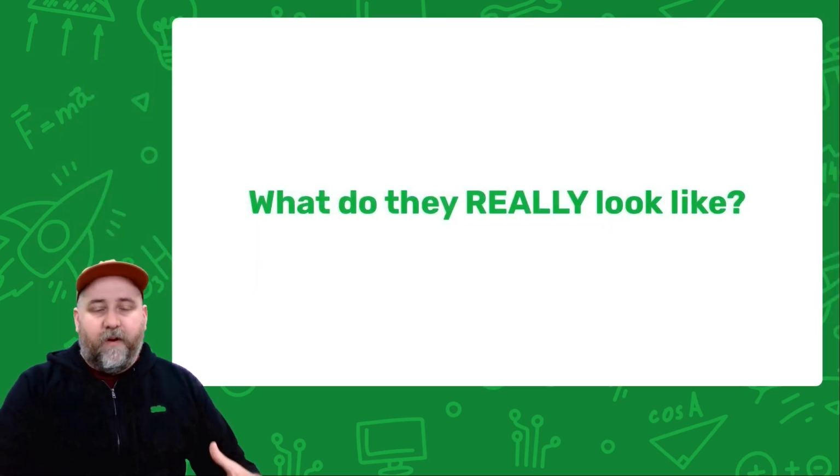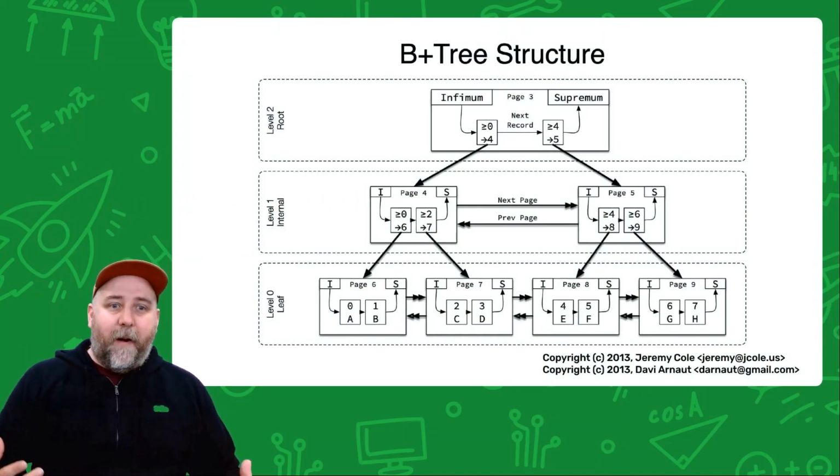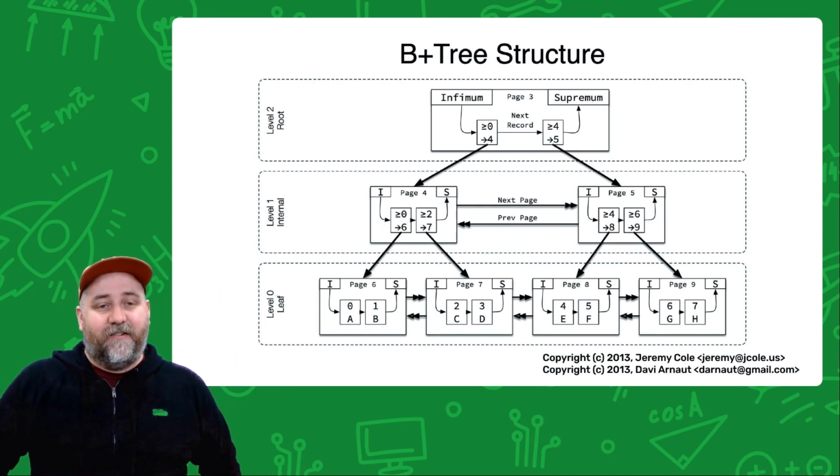So we know what they do, and we know what they look like in code. What do they really look like? And the answer is really cool. This is a B plus tree. It's essentially like a B tree, which most of you will be familiar with. A B tree is just a way to structure a tree of nodes so that we can very quickly get to a specific value.